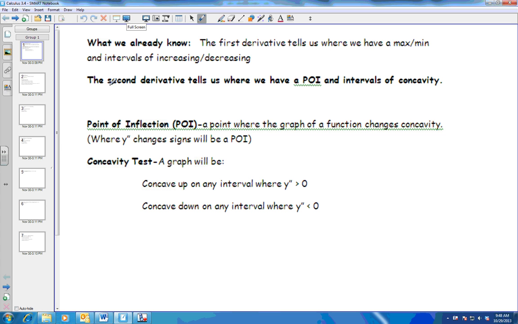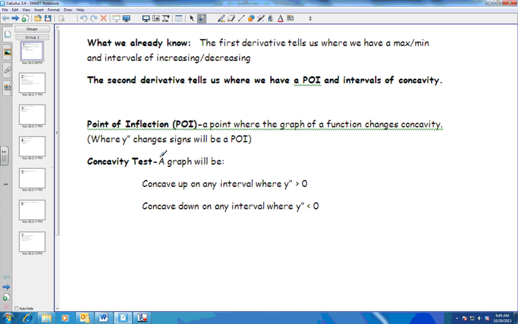Okay? The second derivative, which is what we're going to talk about today, tells us where we have what I will call a POI, or a point of inflection, and then intervals of concavity. So you have to make sure you know which derivative tells you what information. So a point of inflection, or I'll always say POI, is a point where the graph of a function changes concavity. Where y double prime, or the second derivative, changes signs will be a point of inflection.